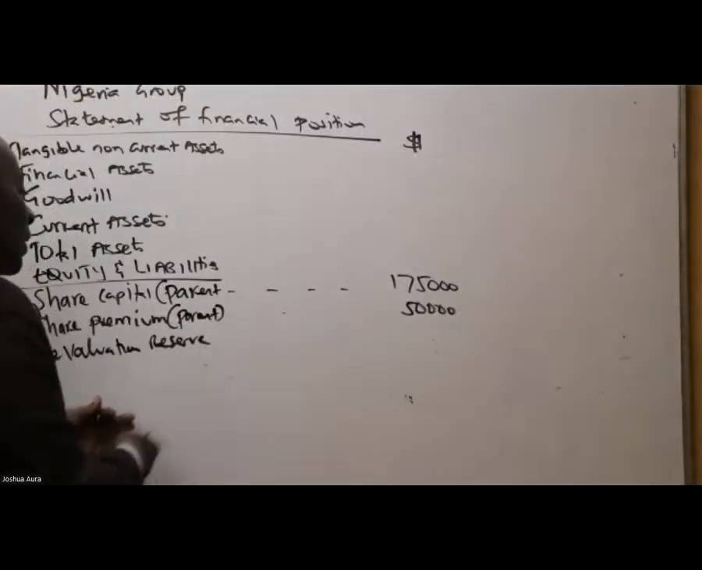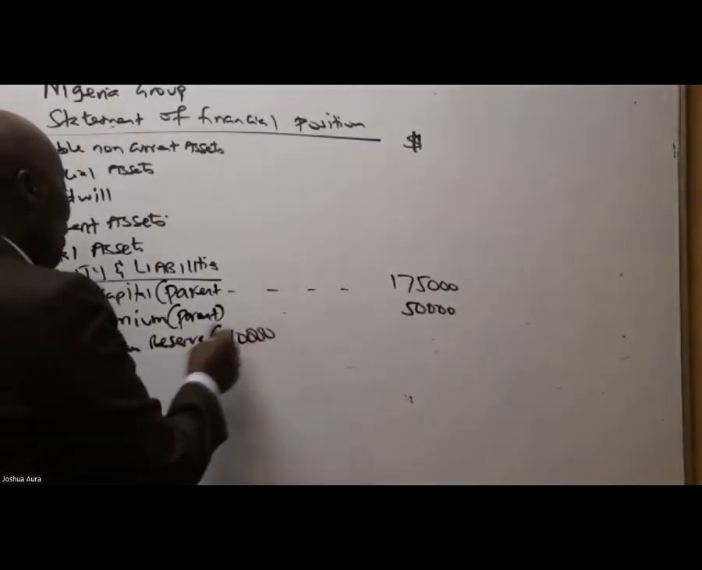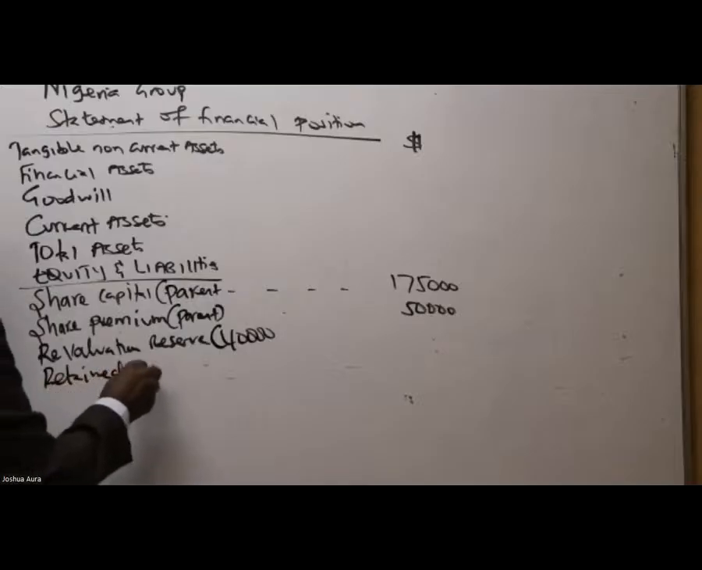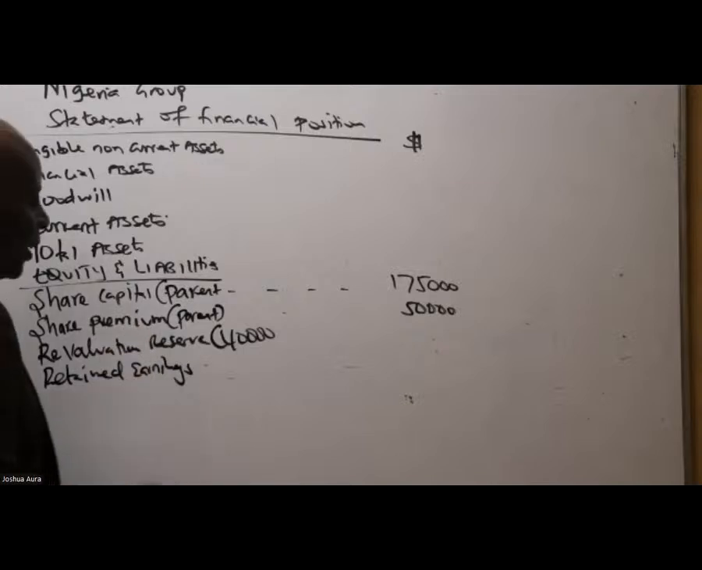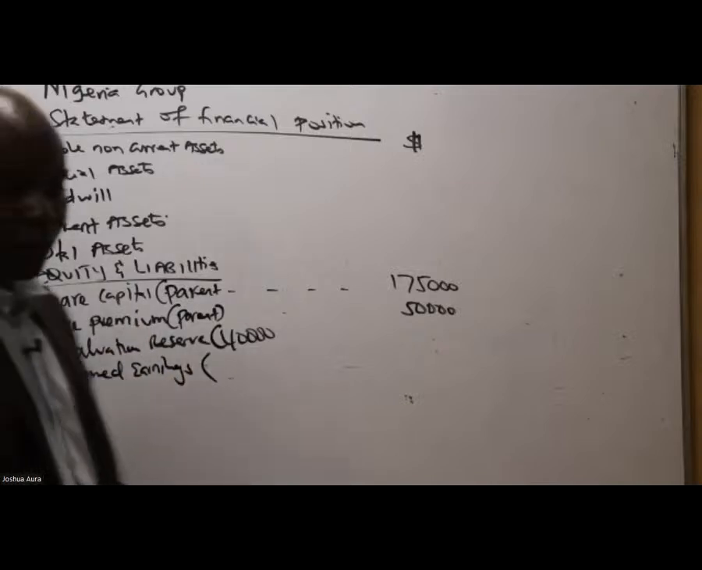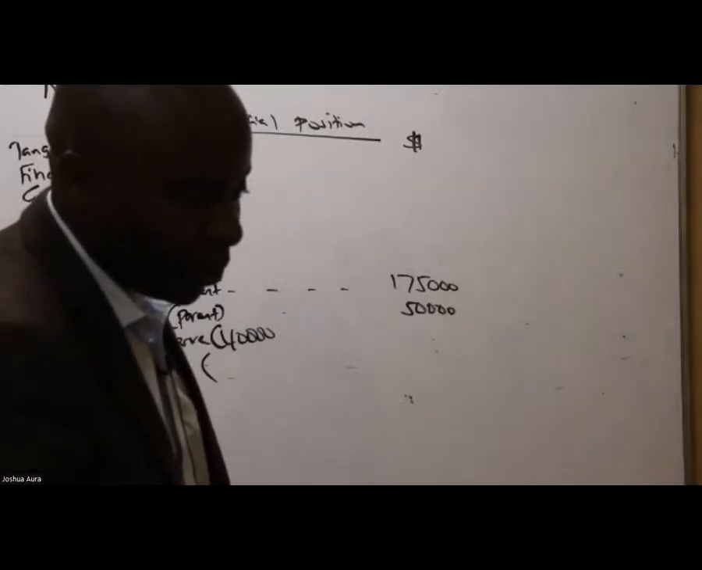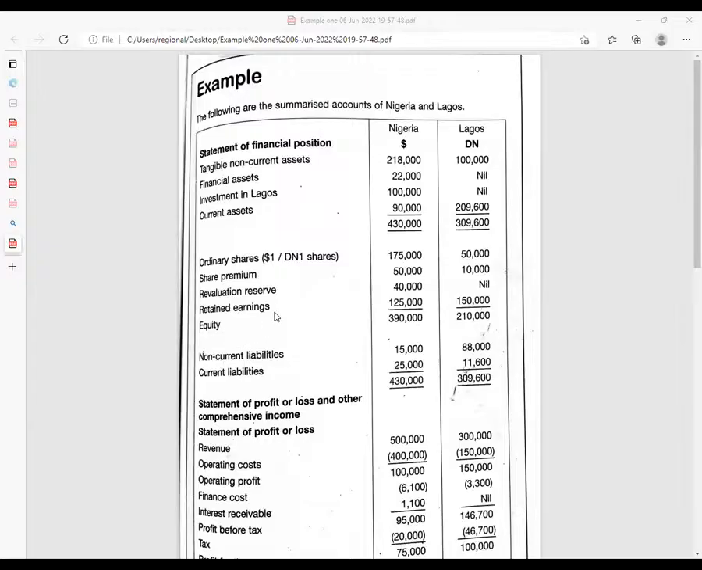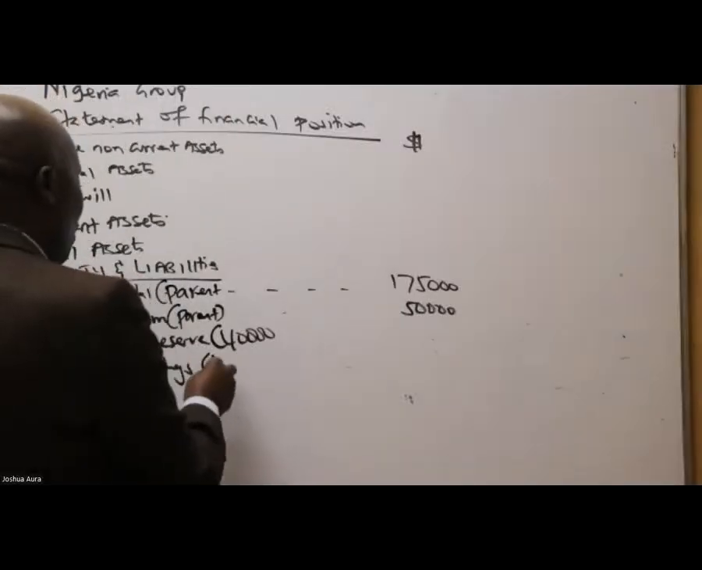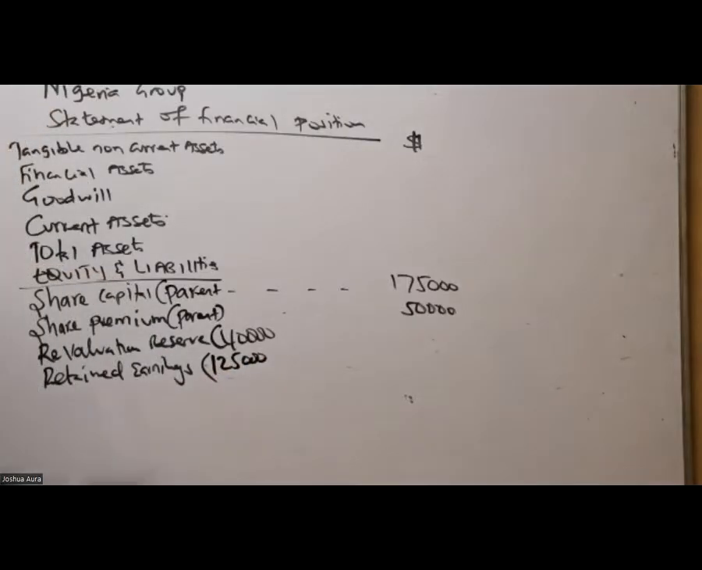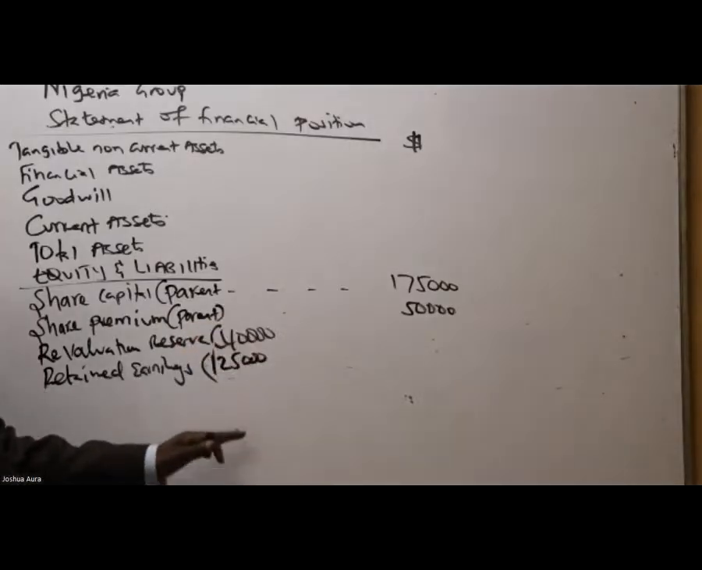I can't take it here as the net. This one may need some adjustments, just like retained earnings may need some adjustments. So you pick the one of the parent only, with room for making adjustments later on with any post-acquisitions. So retained earnings, 125,000. I'm putting them here because later on I'll be doing some adjustments.